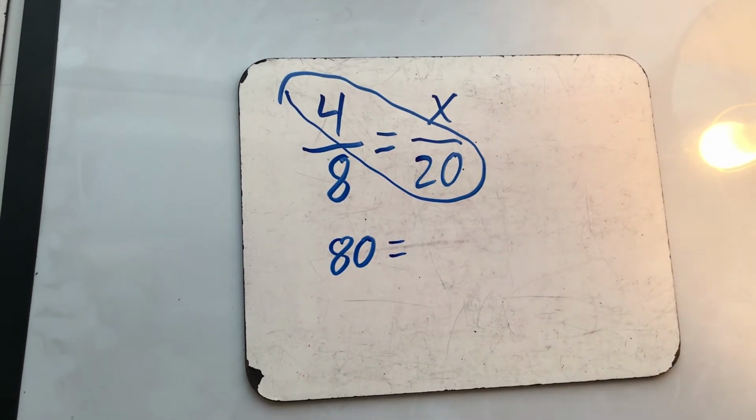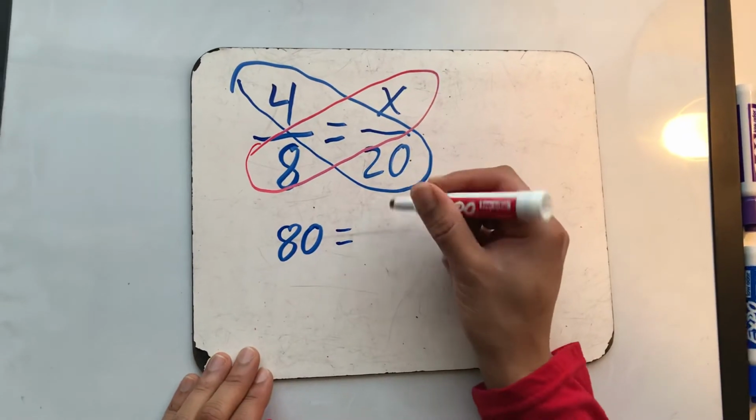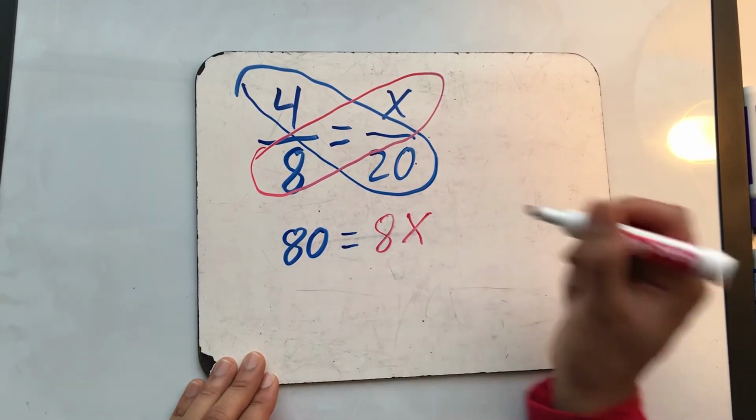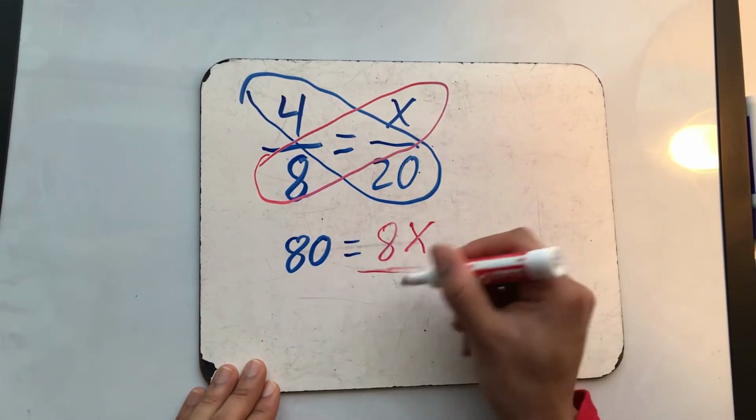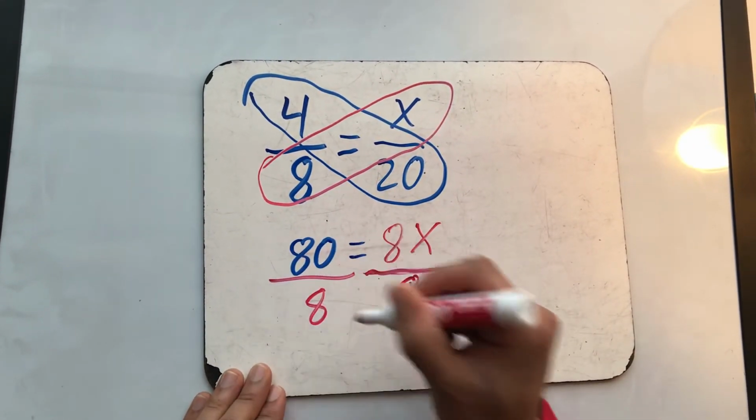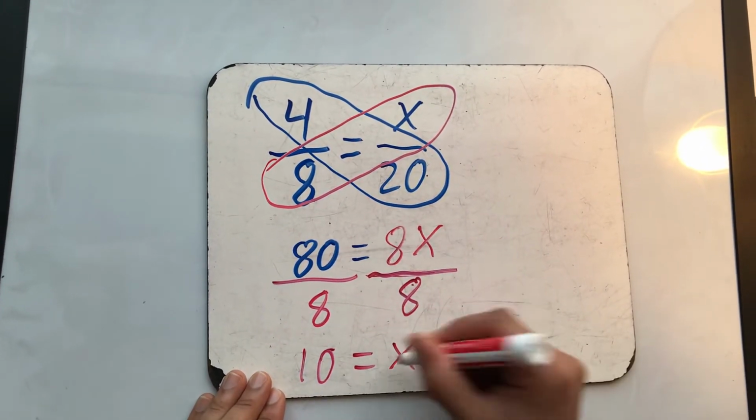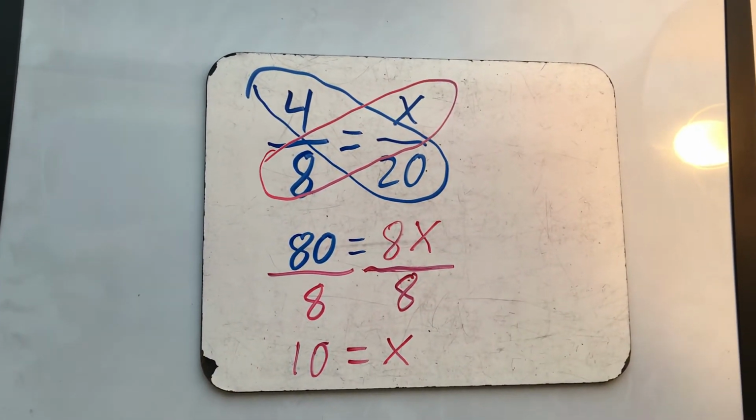And we're going to set that equal to whatever 8 times x is equal to, which we can write as 8x. We're going to divide both sides by 8 to isolate the variable x, and we're left with 10. x is equal to 10.